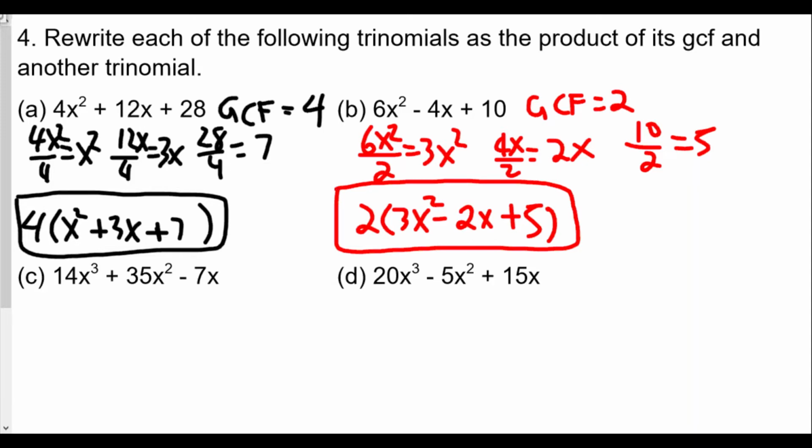Okay. For C, our GCF, well, we see here that definitely the number 7 goes into 14, 35, and 7. So definitely 7. But we also see in this case that they have x squared, x cubed, x squared, and x. Therefore, the variable with the smallest exponent is going to be x. So our GCF is 7x.